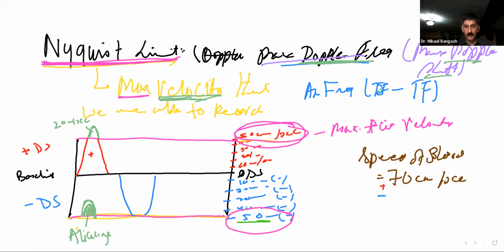Now, it still means that these 20 centimeters per second here are going to be shown up here, mainly because we actually had a positive Doppler shift. But our recording gave us the false impression that we also had a negative Doppler shift. This is going to be your aliasing.